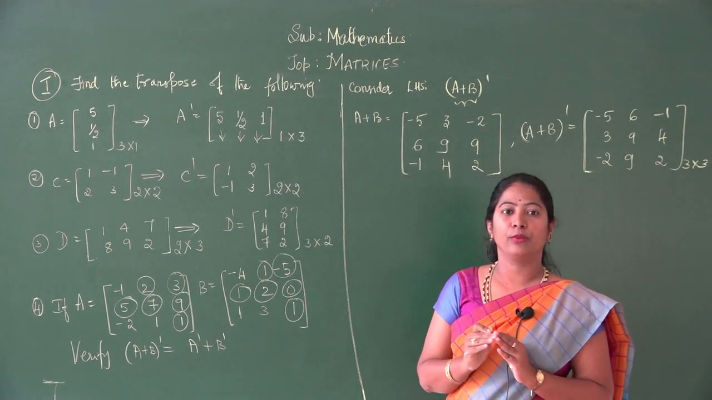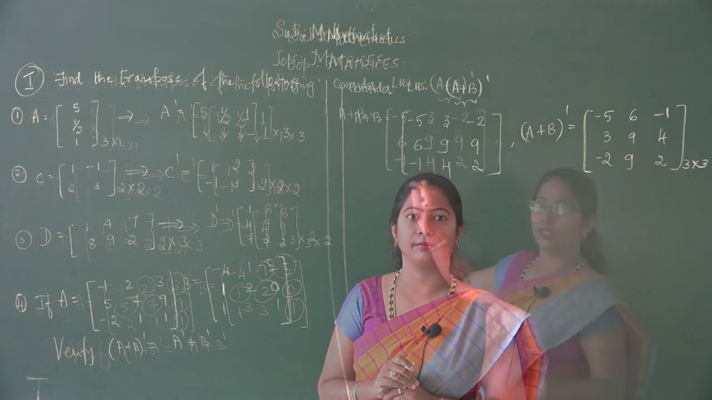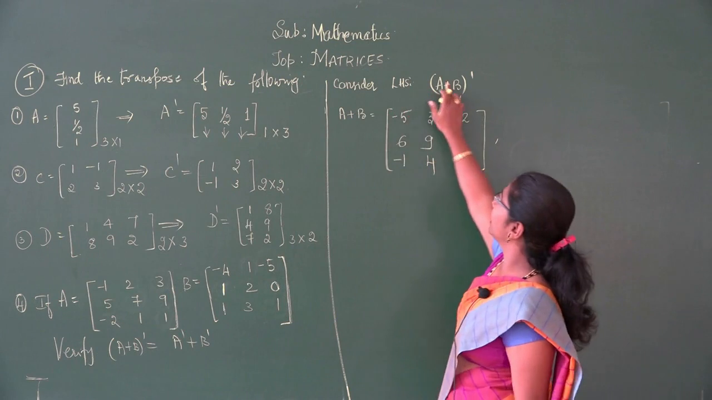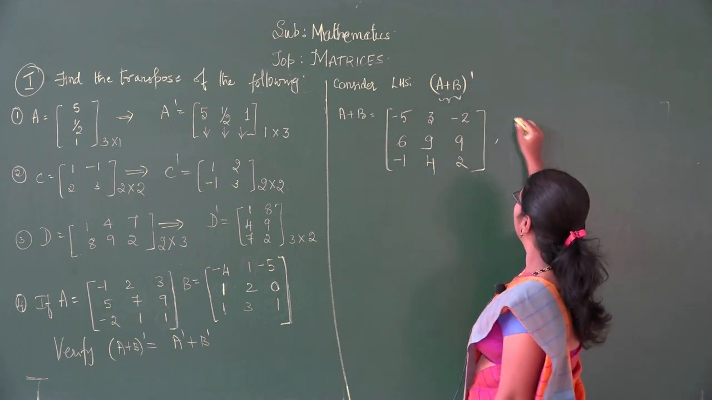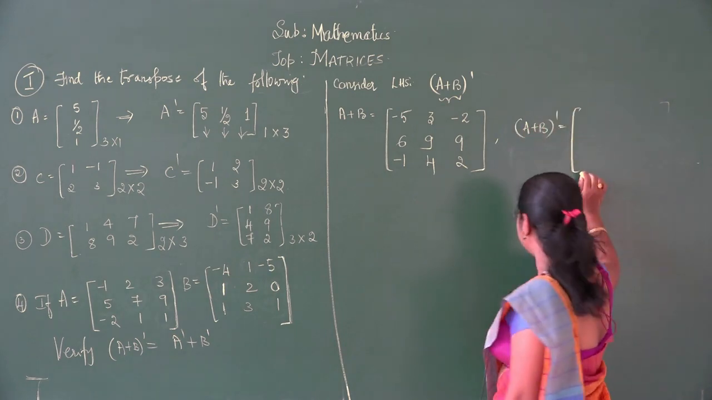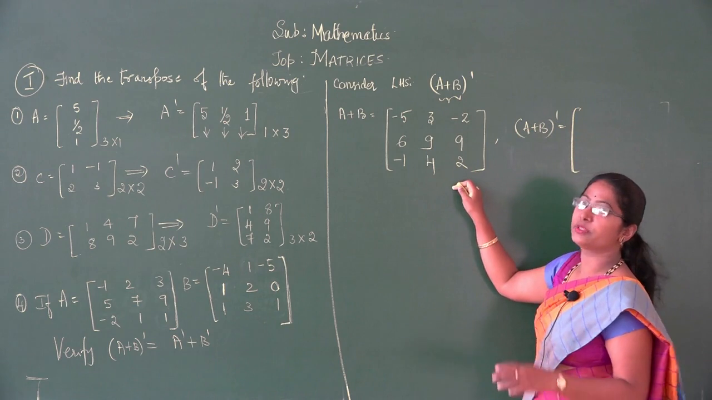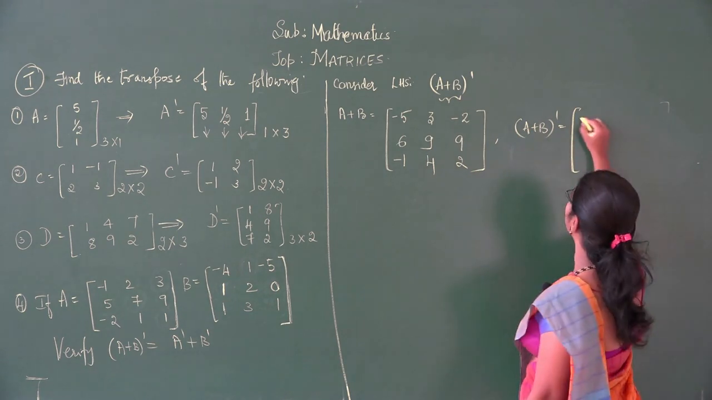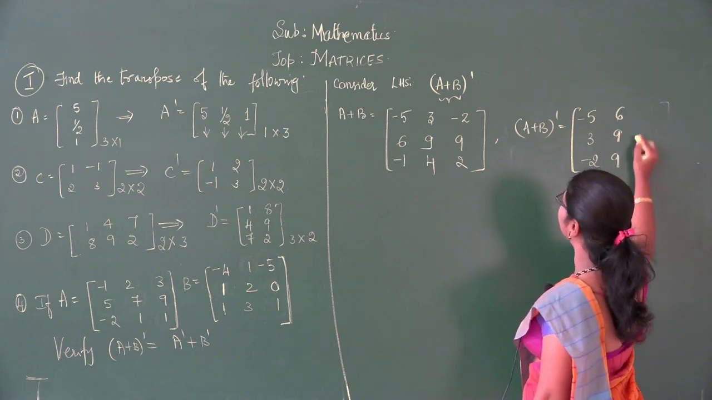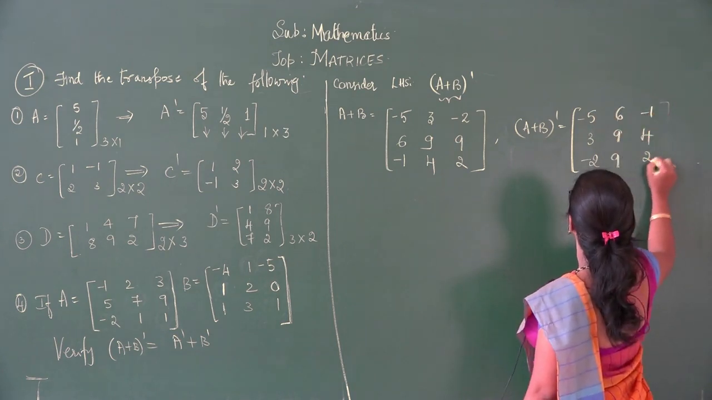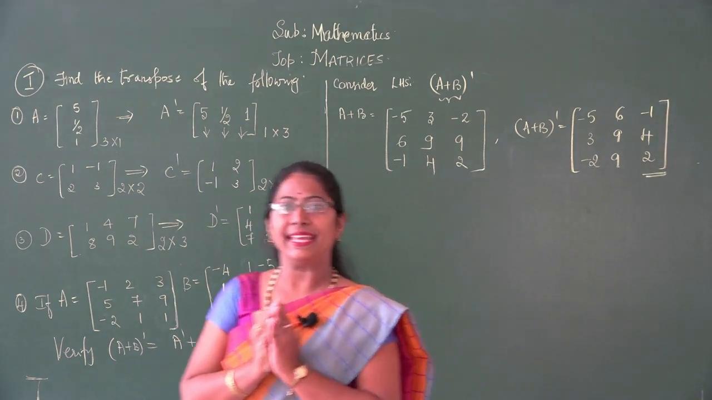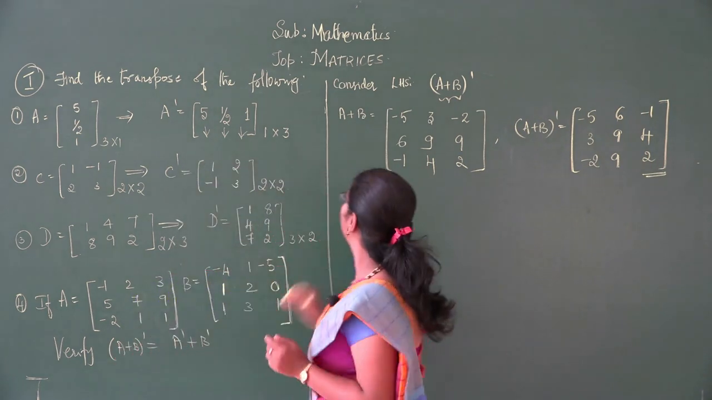Now, we will consider RHS. We got the A plus B matrix answer, but we are supposed to find what (A plus B) whole dash is. So, now we shall write the answer of (A plus B) whole dash. That is, you will interchange rows into columns. You are transposing the A plus B matrix: minus 5, 3, minus 2, 6, 9, 9, minus 1, 4 and 2. This is (A plus B) whole dash. This is about LHS. Moving on to the RHS part now.